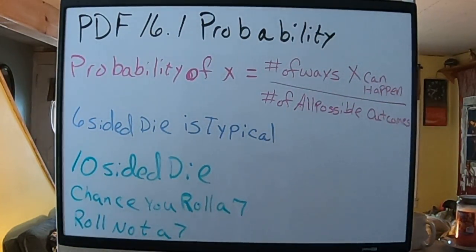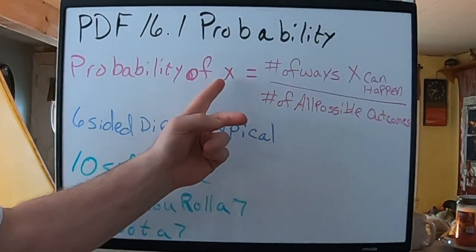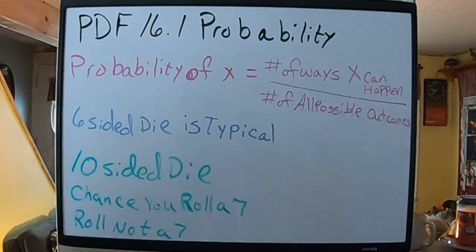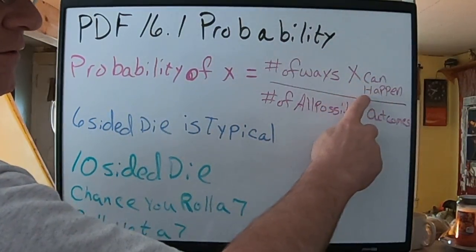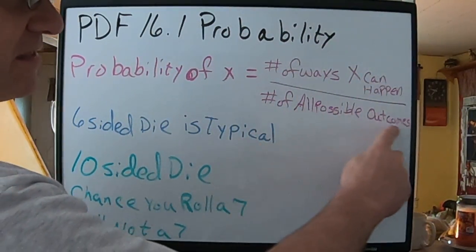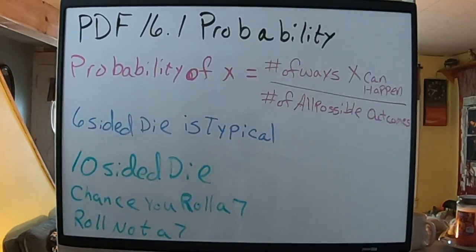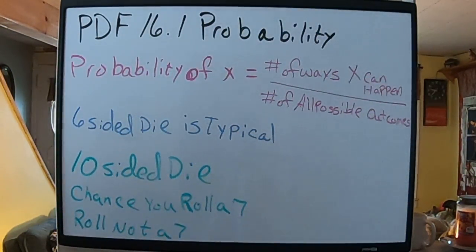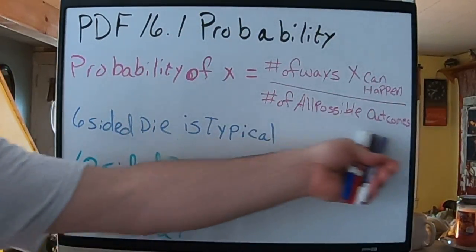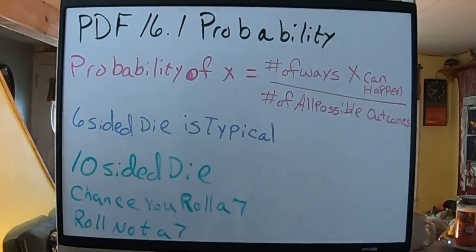And here's the first thing you need to know. The probability of something happening, let's call it X, is equal to the number of ways X can happen over all possible outcomes. So if you have a six-sided die, which is a typical die, then there are 6 possible outcomes, okay, and then etc. Now, if we were talking about a 10-sided die, now you don't see those very often unless you play D&D or something like that.